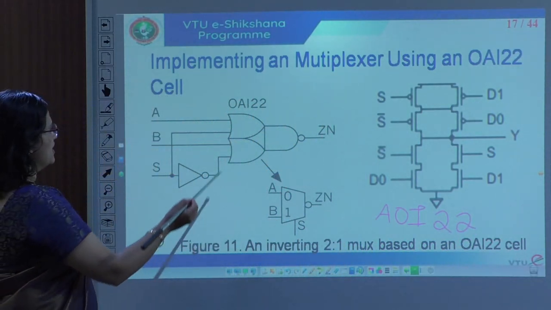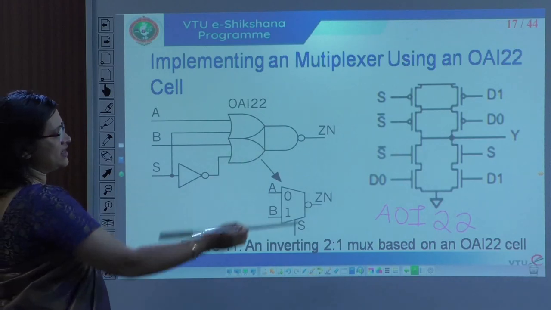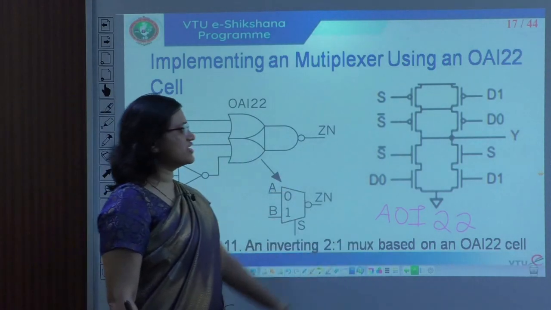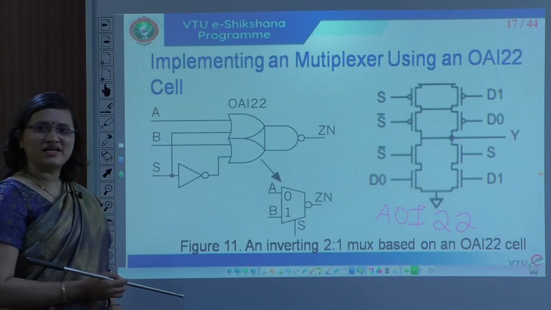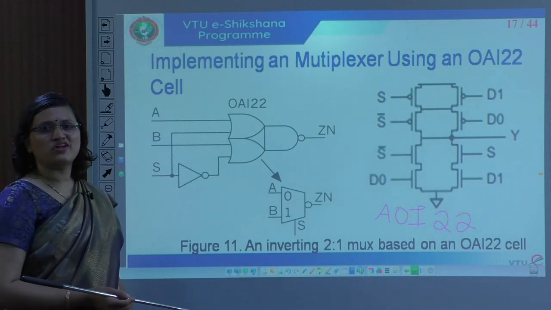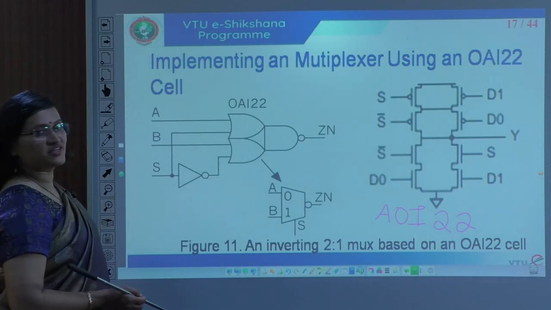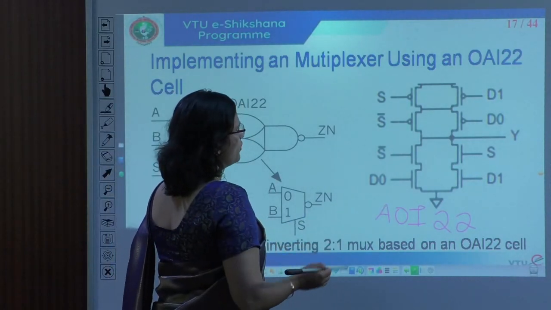Okay, so the logical diagram I have written for OAI 2:2, and the transistor version I have written for AOI 2:2. So we can realize the multiplexer function table by using an AOI structure or OAI structure. Okay, so we'll see here how it is going to work.